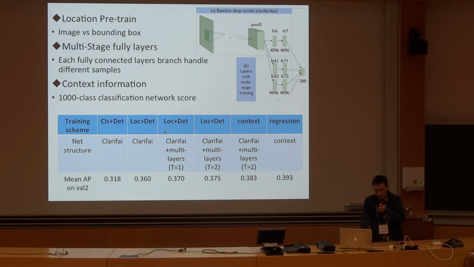Class network scores with 200 class network scores. And here, the advanced box is the multi-stage network. And the idea is simple.